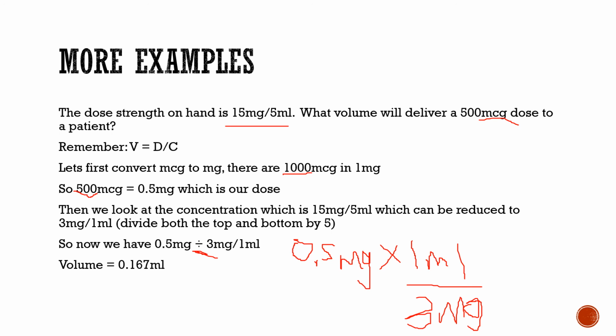Now you have 0.5 milligrams over milligrams per mil. Sorry, this is still over. Oh no, you got the milligram right there. Okay, never mind. So we're looking for volume, right? Sorry, I put it on pause for a minute. So anyway, your milligrams cancel out. If you have 0.5 and you divide that by 3, you will have 0.167. So 0.5 divided by 3 gives you 0.167 mils.